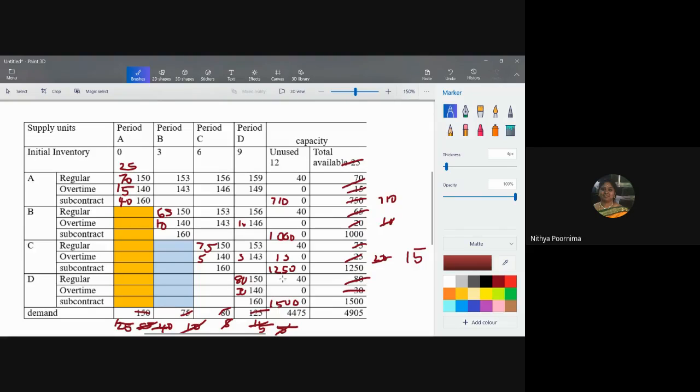Finally, when you add all these values here, you should get back this answer. Can somebody add 1500 plus 1250 plus 1000 plus 710 plus 15? If you add, you should get 4475. That means your solution is correct. You have done the allocation correctly.